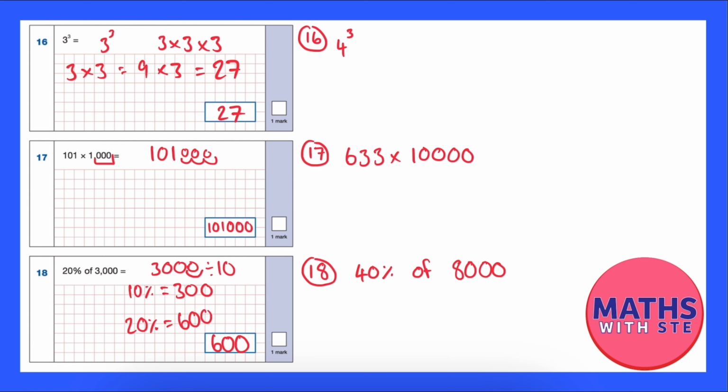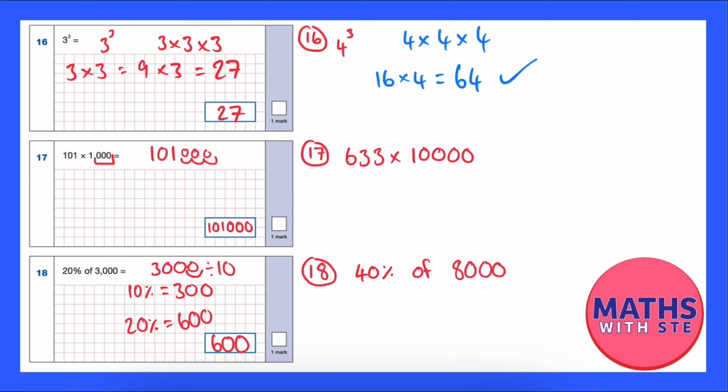Right, okay, so 4 cubed. So let's do it. 4 times 4 times 4. 4 times 4 is 16, and 16 times 4, you get used to this, but 16 times 4 equals 64. And that's that one done.